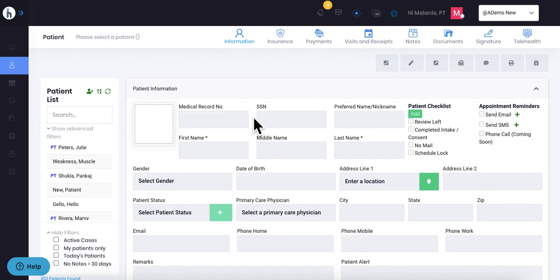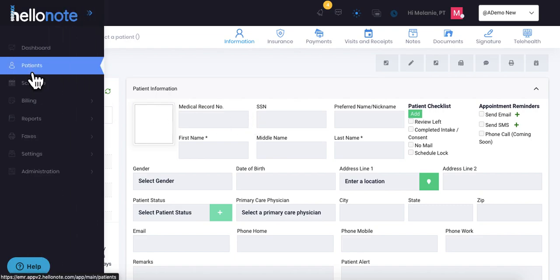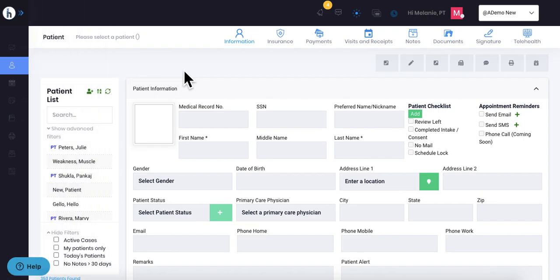Navigating the different areas of the patient part of the EMR, I have now clicked my mouse on the patient section on the left-hand side, and then when I bring my mouse back over, I get into the patient area of the EMR. So you have the list of patients on the left-hand side, and then along the top are the different sections of the patient's charts.